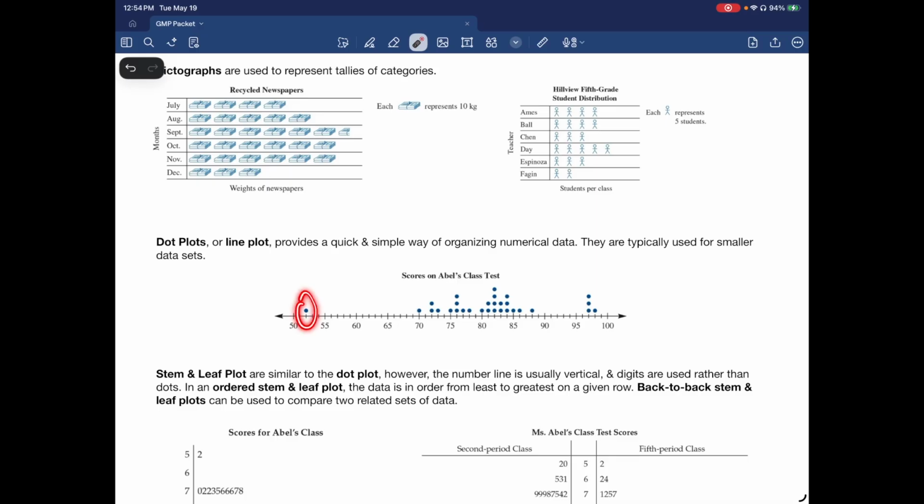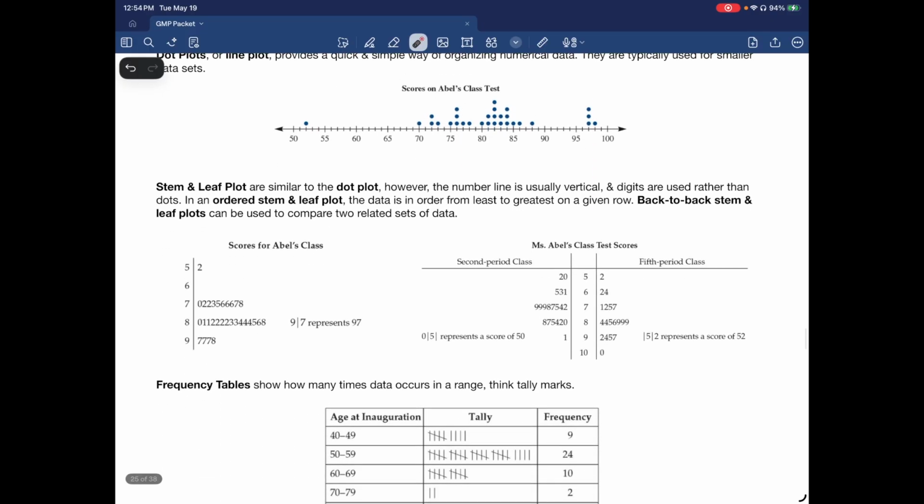And as you can see right here, you have this outlier. It's a point that, if I was going to take an average or something like that, is really going to skew my results. And so maybe I throw this one out and redo the data to give a better idea of where all the grades are. You have your stem and leaf plot, which is similar to a dot plot.